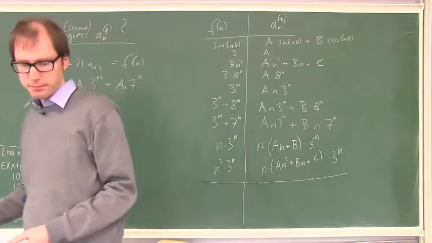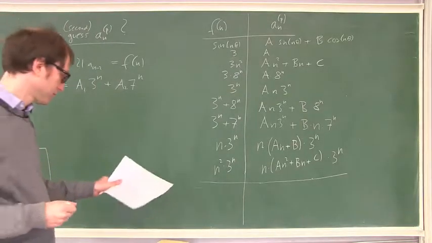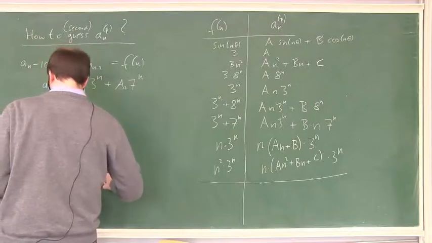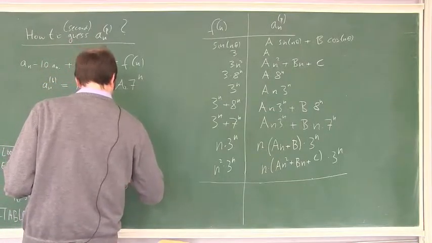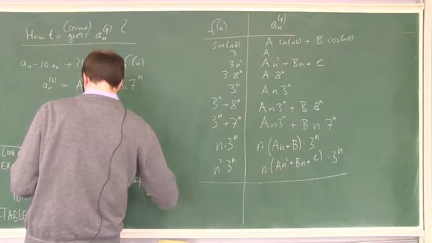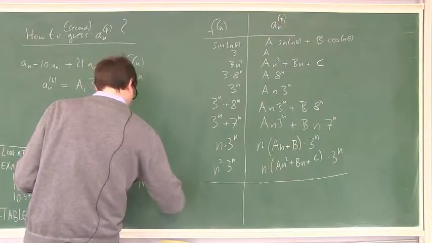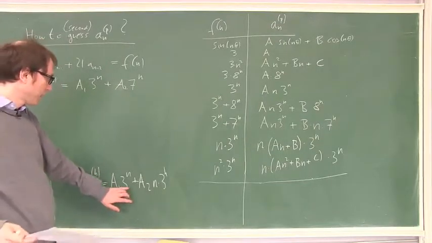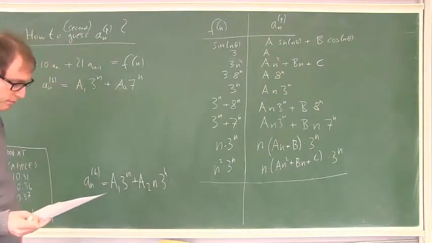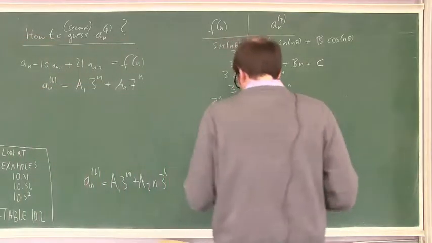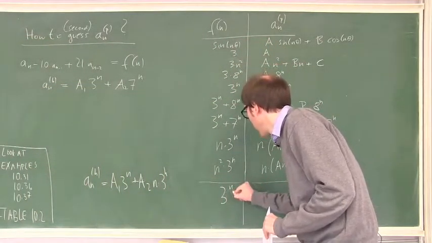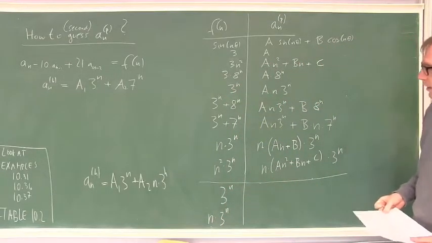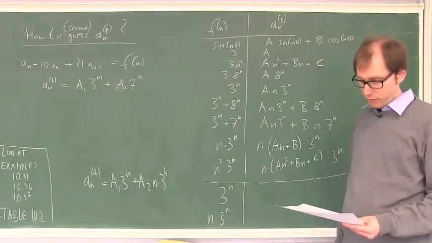Let's look at a second example. Here it is, namely, assume we have a situation where the homogeneous solution is of this form. Maybe it comes from a double root, a1 3 to the n plus a2 n times 3 to the n. And now assume that on the right side you would have 3 to the n, and maybe you have n times 3 to the n. How do we come up with the right guess?